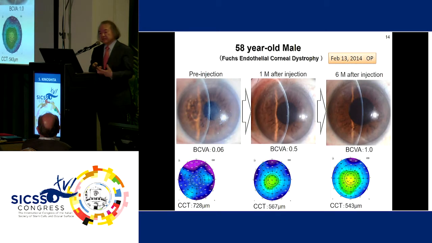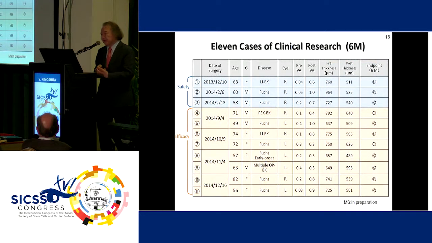So this is just one example of the first 3 cases. This surgery was performed in 2014, just over 3 years ago, on a 58-year-old male with Fuchs endothelial corneal dystrophy. You can see pre-injection, 1 month and 6 months, best corrected visual acuity became normal, and central corneal thickness. This image is obtained by the Pentacam, and you could see the decreasing corneal thickness. That means the endothelial cells are functioning.